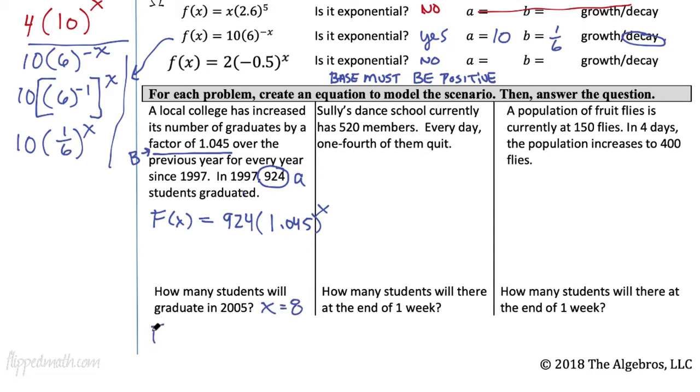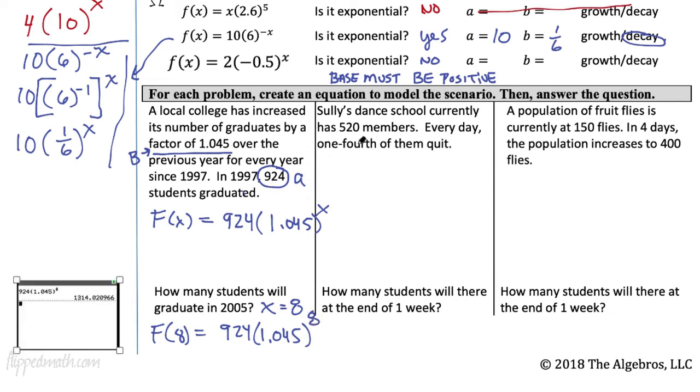So f of 8 is going to equal 924 times 1.045 raised to the 8th power. When I work that out, I get 1,314. So that is our answer to the last part. F of 8 equals 1,314 students, approximately. And of course, because there's a decimal, you can't have a 0.02, so we're going to round that. All right, next one.